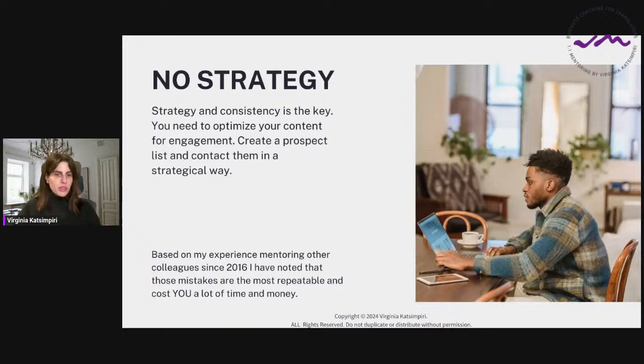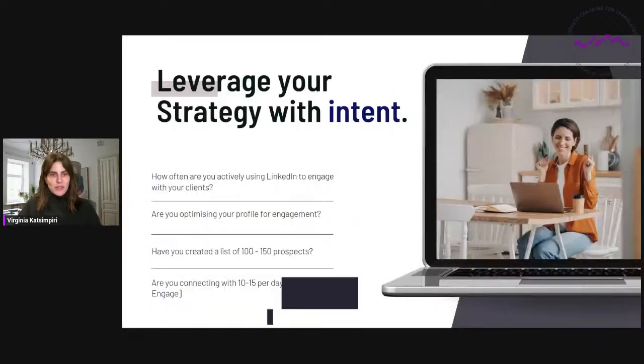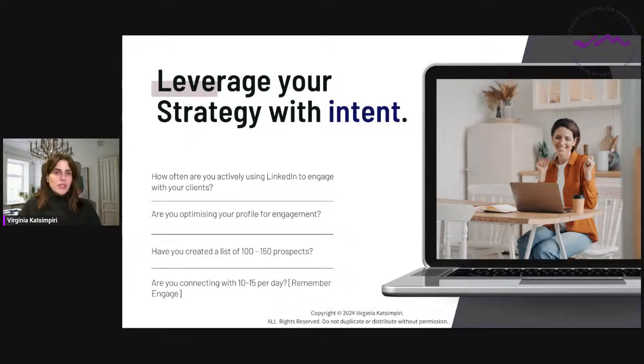So based on my experience mentoring other colleagues, as I mentioned earlier, since 2016, I have noted that those mistakes are the most repeatable and they cost you a lot of time and money. So I'm here today to save you time and money. So what you need to do, okay, take a pen and paper and answer those questions. If you would love to share those answers with me in the chat, I would love to give you feedback. But that's an exercise you can do on your own.